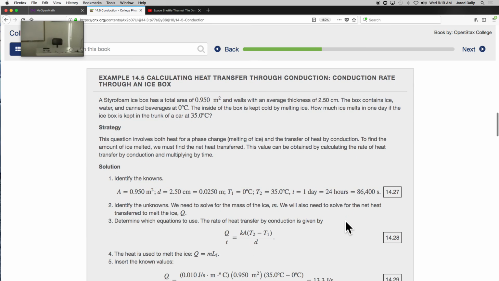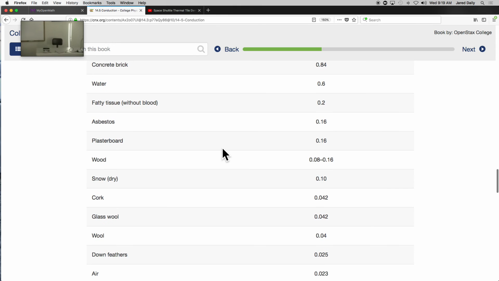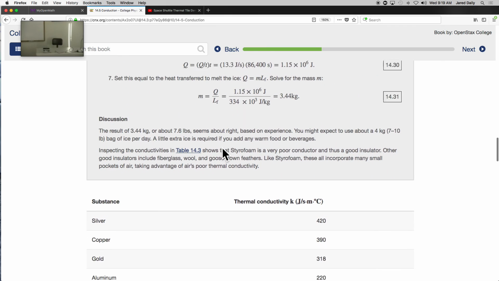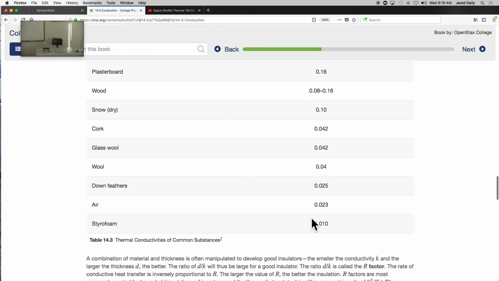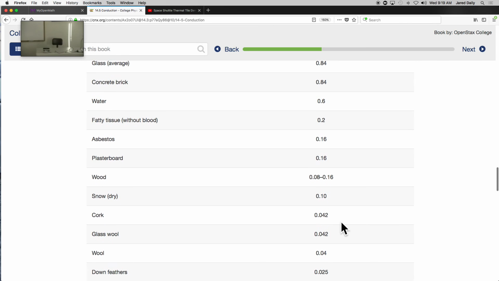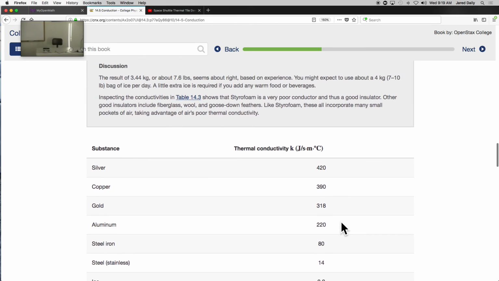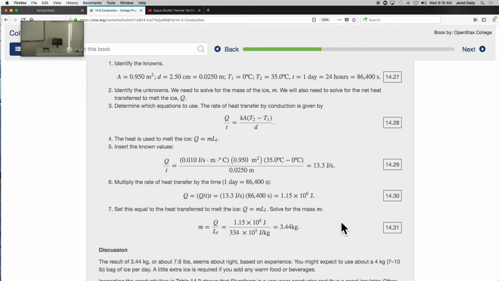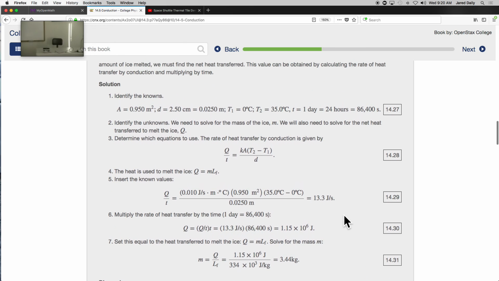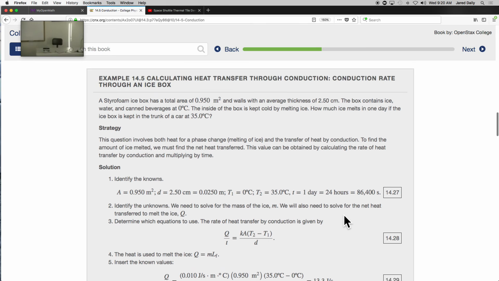Okay, so anyway, let's take a look at conduction rate through an ice box. We have a styrofoam ice box. So styrofoam has this heat conductivity with a thermal conductivity of 0.010, pretty good. It is the lowest one here, in fact, styrofoam. A lot of houses now are actually almost completely covered in styrofoam. That's not uncommon. It's wrapped around the outside, it's wrapped around the inside. The foundation is made of styrofoam filled with concrete. That's very common these days.